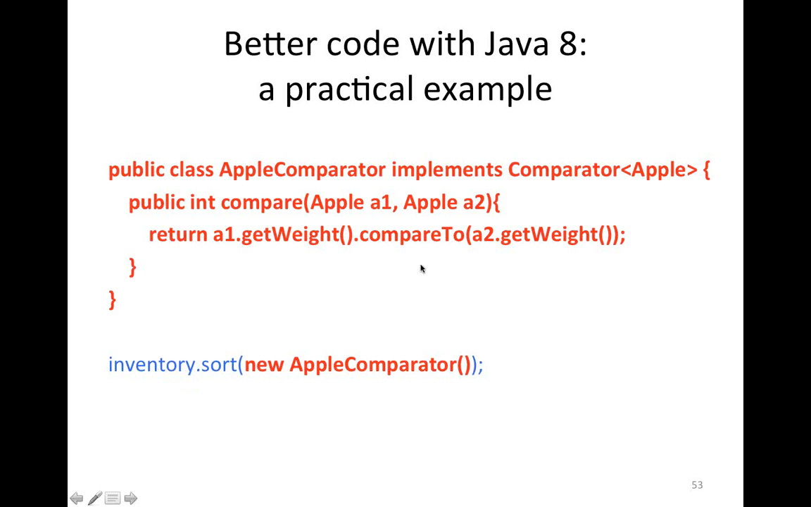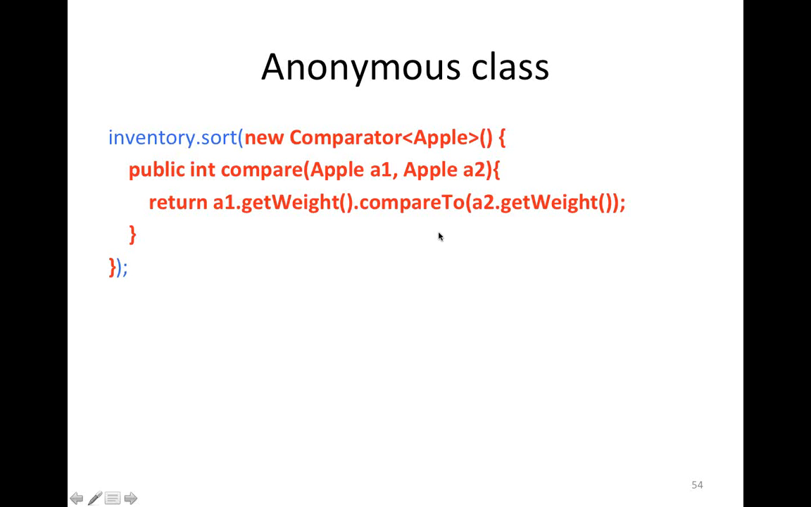So let's look at step 2. How can we improve this code a little bit? Well, we've mentioned anonymous classes. This allows us to declare and instantiate a comparator object directly inline without having to declare an extra class that we're not going to reuse anyway. So this is what this code does.